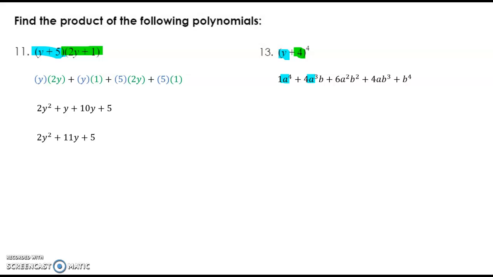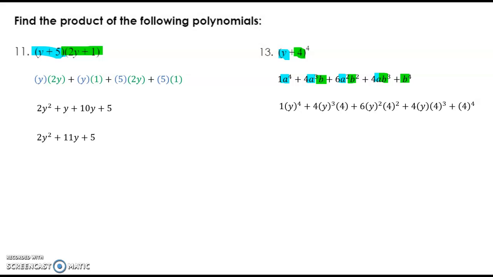So now in every place I have an A, I'm going to substitute in a Y, and then every place I have a B, I'm going to substitute in a 4. So I'm going to go ahead and do that in my next line. So then once I have that, I'm making sure to, every time I'm substituting in, put that in parentheses, and I end up with 1y to the 4th plus 4 times y to the 3rd power times 4 plus 6 times y to the 2nd power times 4 to the 2nd power plus 4 times y times 4 to the 3rd power plus 4 to the 4th power.